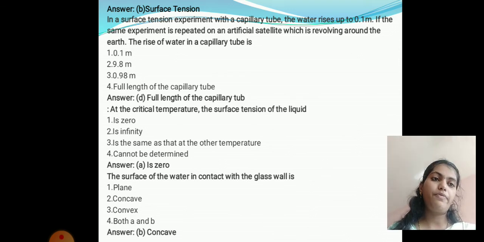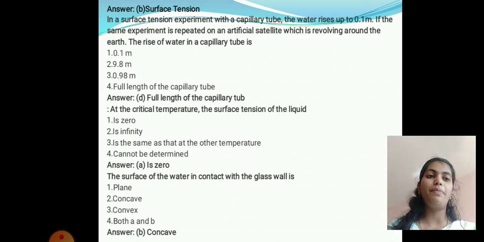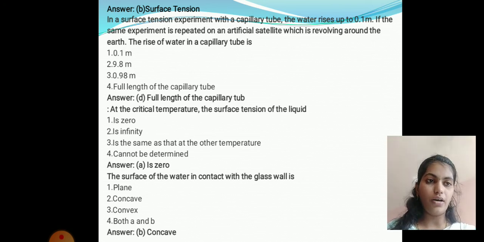In this experiment, the first condition is the normal condition, where surface tension is as on normal surfaces. Our next condition is an artificial satellite around the Earth, where the liquid rises through the full length of the capillary tube. In this type of condition, the liquid rise, or capillary rise, occurs because of the full length of the capillary tube.